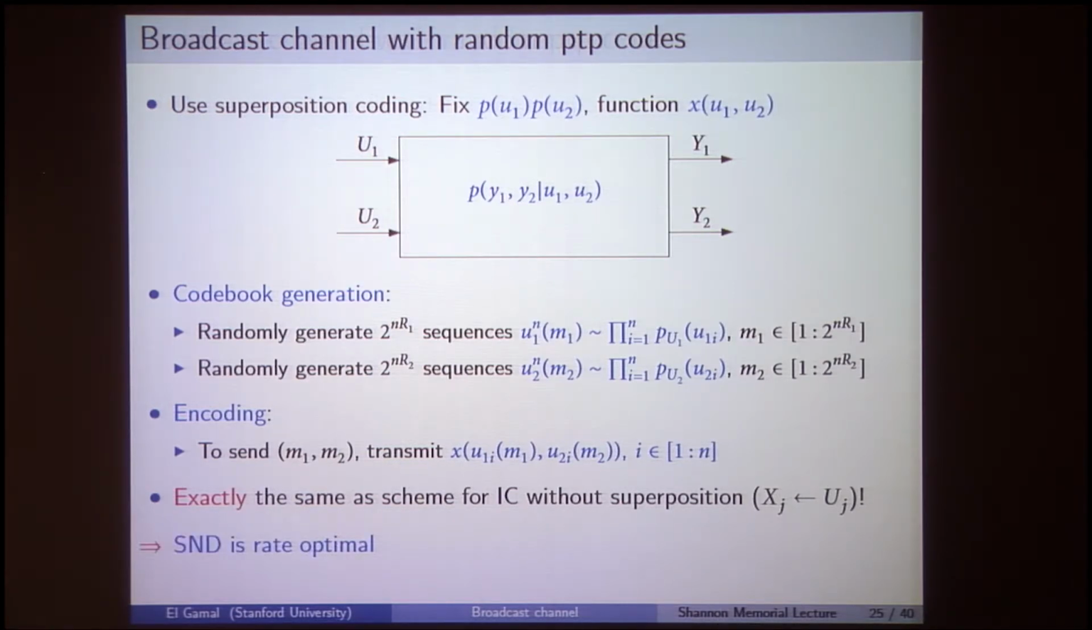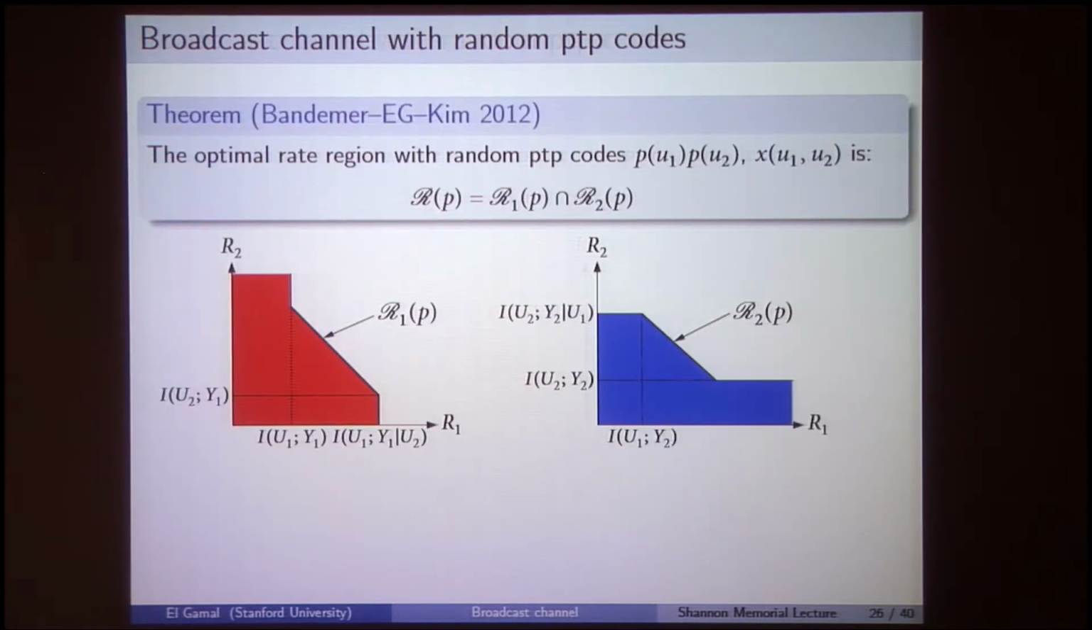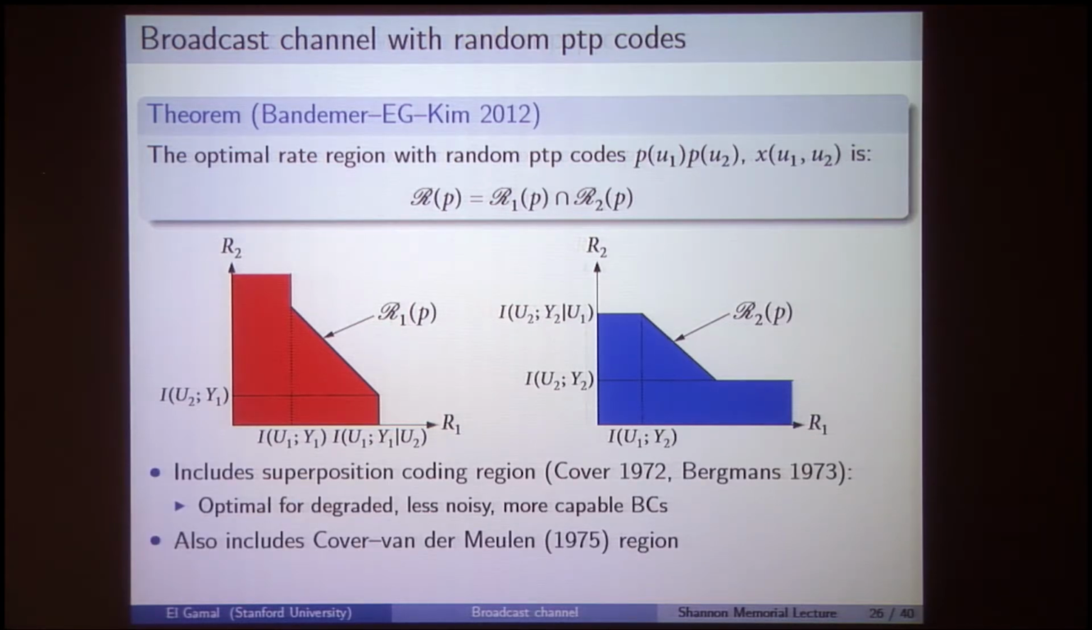But now, of course, the scheme is random, and we get the exact same picture as I did for the interference channel with point-to-point codes. The intersection of these 2 regions is optimum for the channel. And actually, this is interesting. It includes the superposition coding region by Cover and Bergmans, which is optimal for degraded, less noisy, and more capable broadcast channels. And it also includes the Cover-van der Meulen region for the general broadcast channel. So it's an interesting region, and you cannot really do better than this using point-to-point codes. But we can do better using schemes that are not point-to-point codes. Okay? So what can we do? So the idea is this.